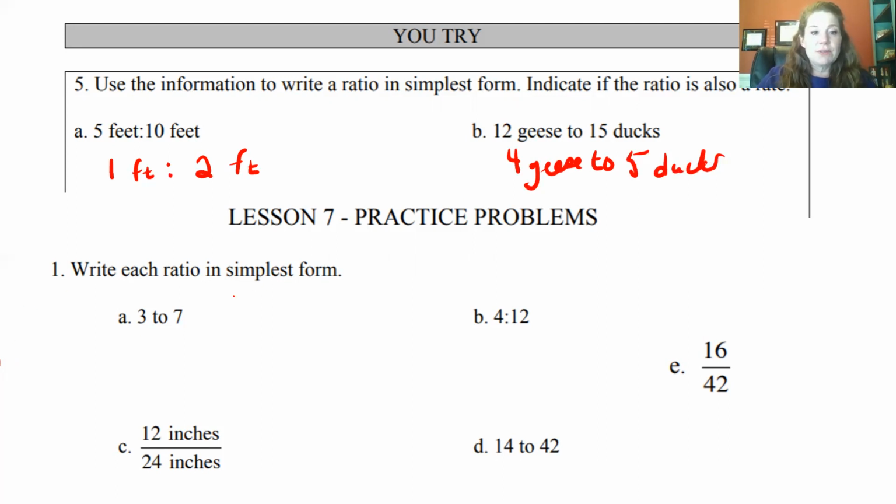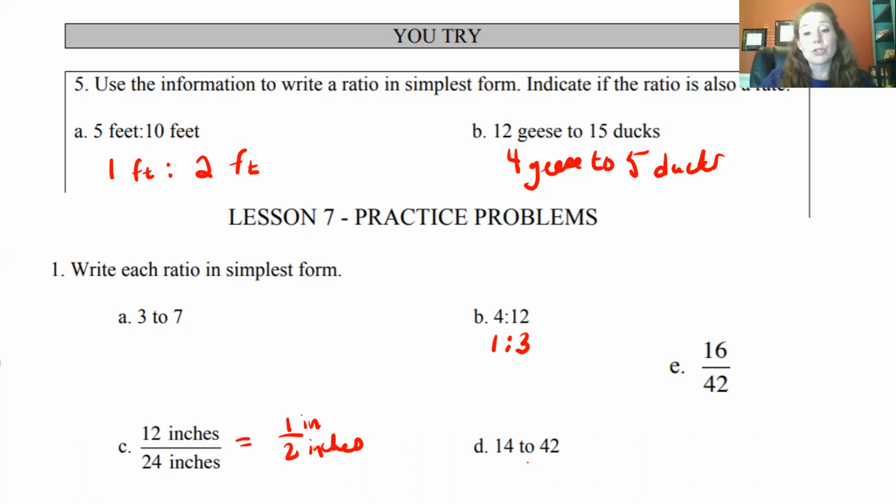Write each ratio in simplest form. Letter A, can I do anything to 3 to 7? Nope. Letter B, I'm going to divide both of those by 4, so I have 1 to 3. Letter C, 12 inches to 24 inches is 1 to 2, 1 inch to 2 inches. And then can I divide 14 and 42 by the same number?